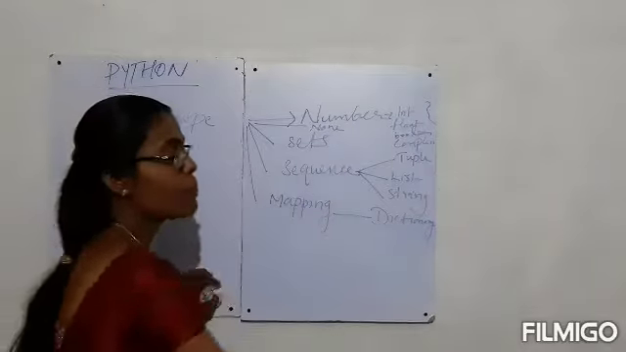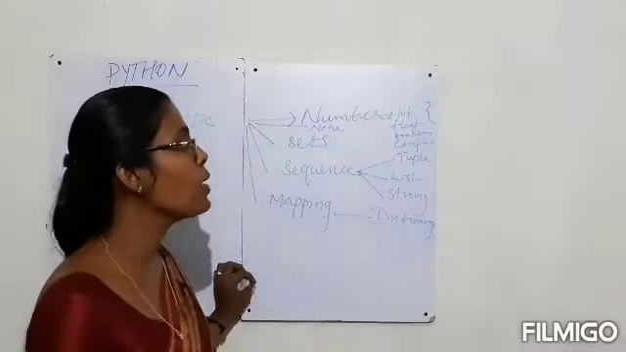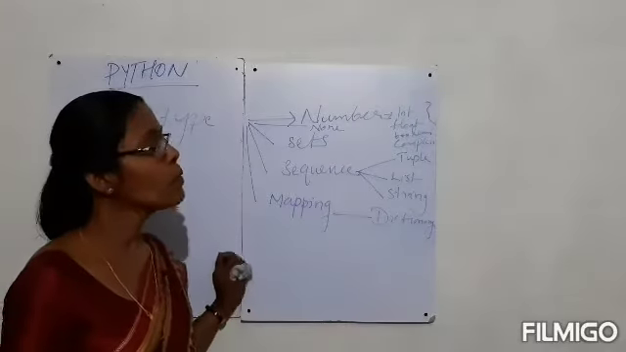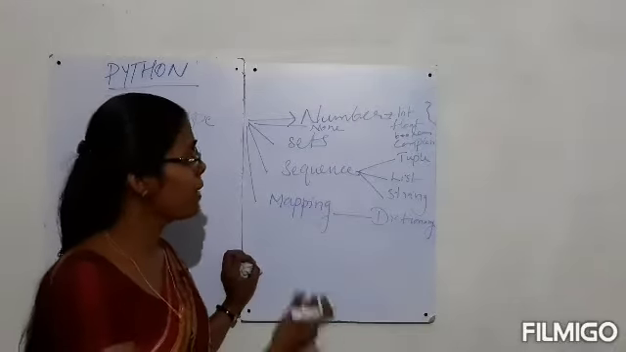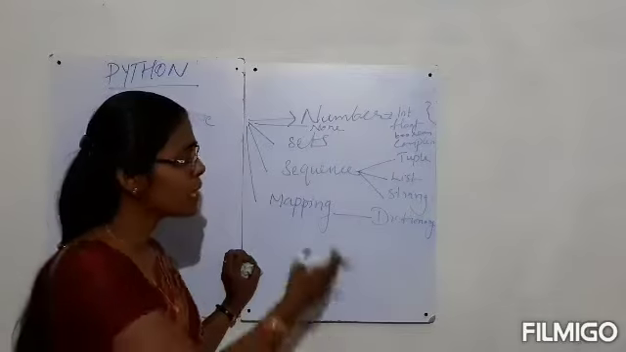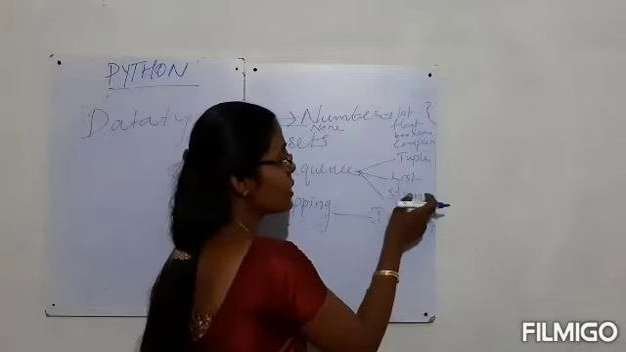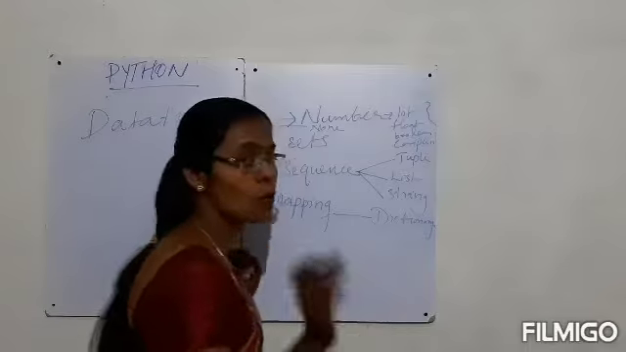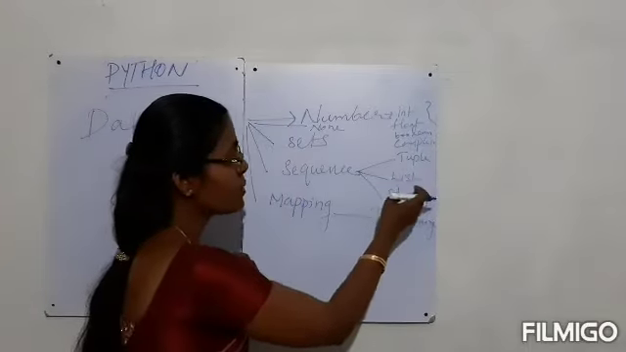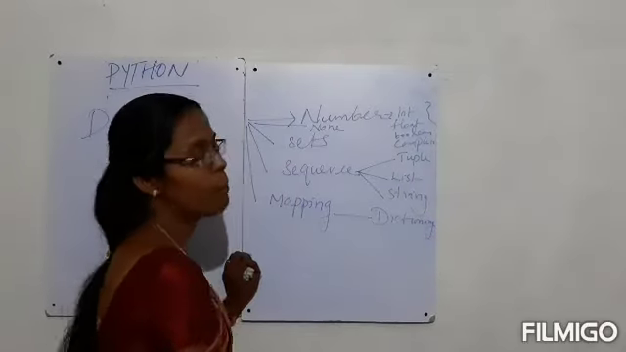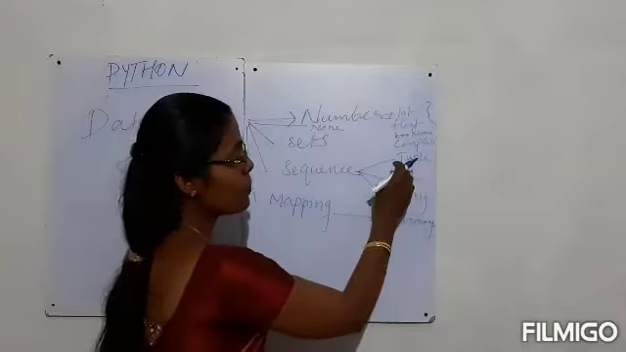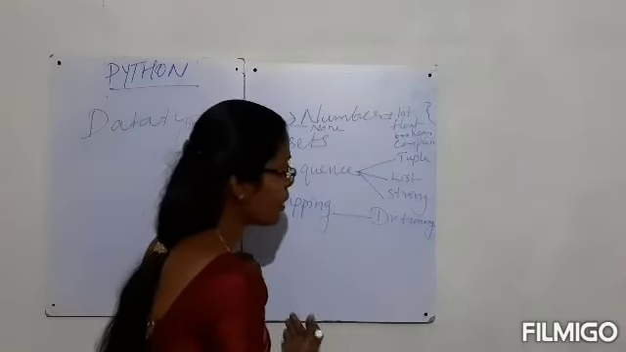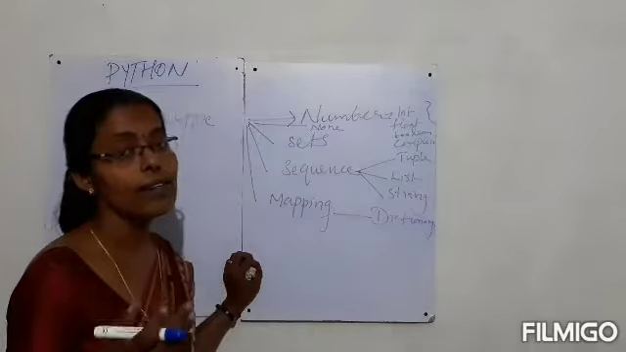Different number formats are allowed: integer, float, boolean, and complex number in the form of a plus ib. That is also available here. None is there. Sets is there. Then sequence, we are mainly focused on number formats and tuple, list, string. For 12th standard, we are focusing on tuple, list, string, and also dictionary, mapping. Whenever we come to the concepts of tuple, list, string and dictionary, I'll explain in detail.